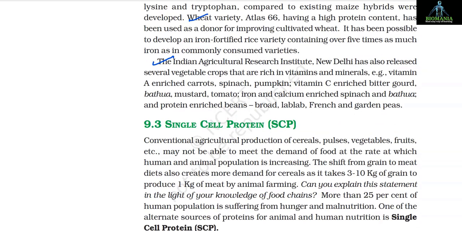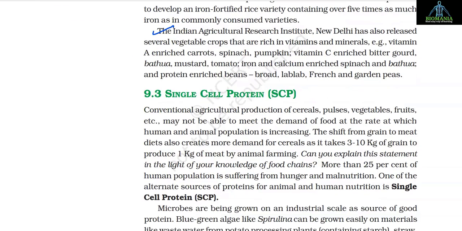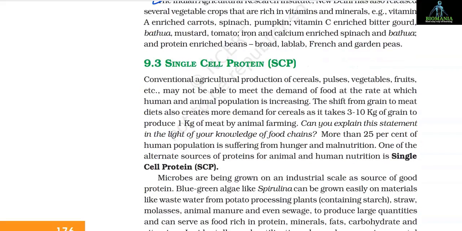The Indian Agricultural Research Institute, New Delhi, has also released several vegetable crops that are rich in vitamins and minerals. For example: vitamin A enriched carrot, spinach, pumpkin; vitamin C enriched bitter gourd, bathua, mustard, tomato; iron and calcium enriched spinach and bathua; and protein enriched beans, broad, lablab, French and garden peas.